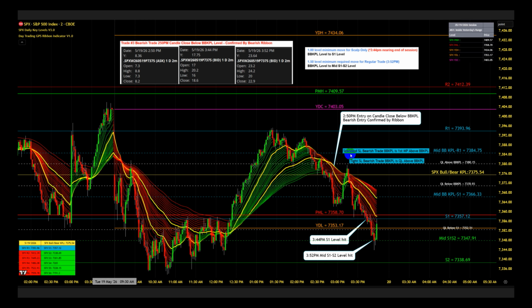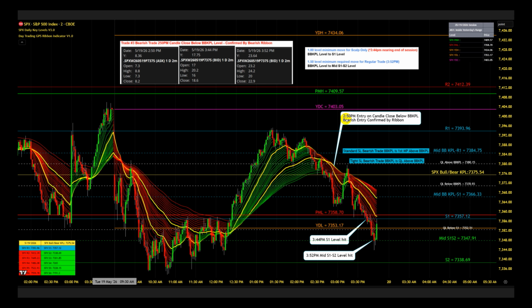Our stop losses are going to be the same as the first trade because they're still based on the bull bear key price level. So our tight stop loss is going to be the QL above the BBKPL on this bearish trade from the bull bear key price level. Our standard stop loss is going to be the first midpoint above. So these stop losses are the same as the opening candle trade in which we saw again the 9:30 a.m. candle also closing below the bull bear key price level. In this case, though, neither stop loss was hit, neither the tight stop loss nor the standard stop loss.